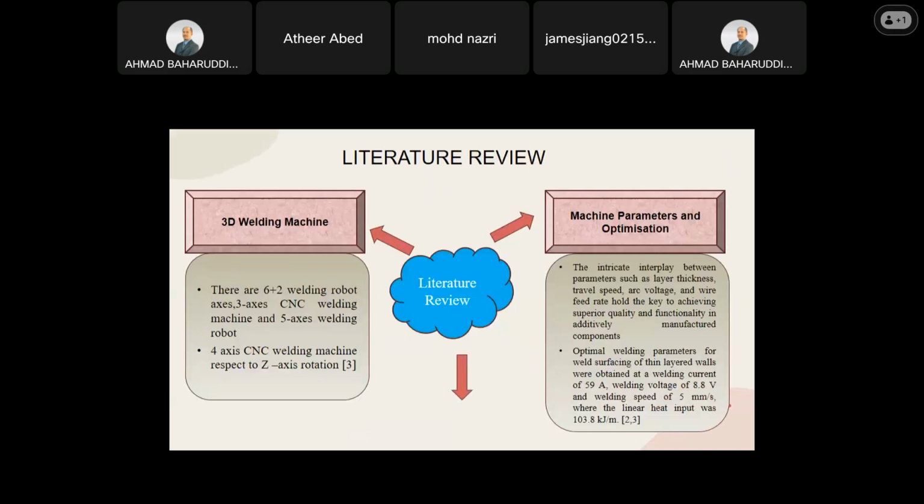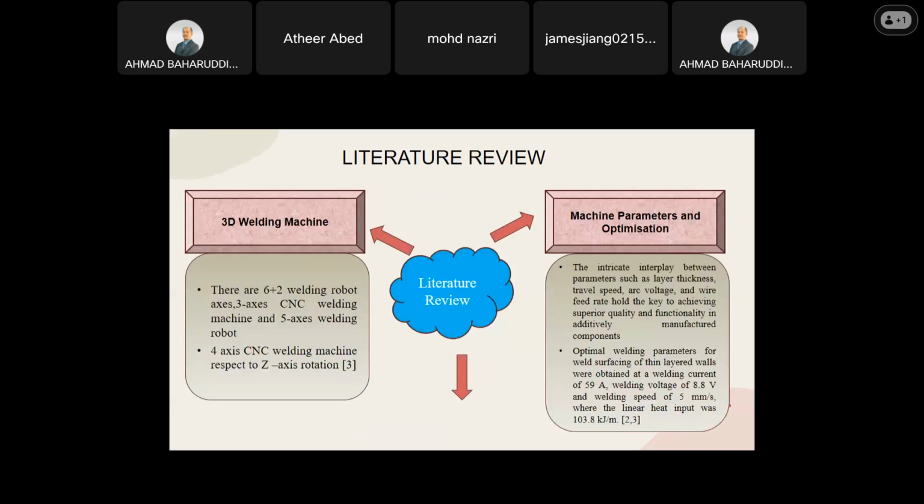So there is some literature review that I found in the journals. The first one is that there are 6+2 axis welding robots, 3-axis CNC welding machines and 5-axis welding robots. Then related to 4-axis, there are CNC welding machines with Z-axis rotation only.